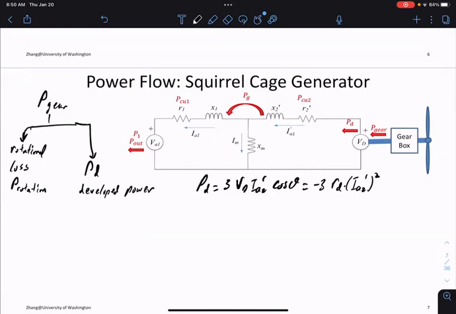Right? Because again, we have a resistor. RD is a pure resistor. So the active power flowing through it is just the magnitude of the current squared times the resistance. Okay. So this is one equation. This is another equation. We can expand RD out: R2 prime times (1 minus S) over S, times I2 prime squared. Okay. This is just multiplying it out.